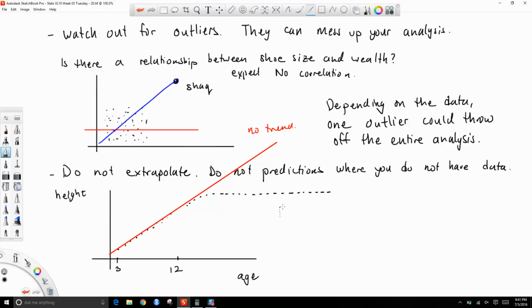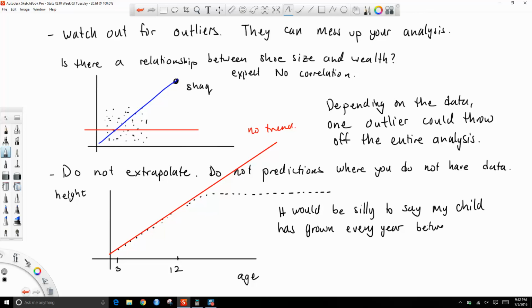So it would be silly to say, my child has grown every year between ages 3 to 12, so by age 60, he will be 30 feet tall. Okay, that would be dumb.